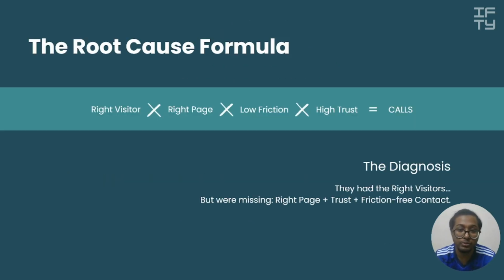So what you can do is follow a simple root cause formula. This is interesting but very easy: you multiply right visitors, right page, low friction, high trust, and it will lead you to the desired calls. This site had visitors but it was missing the right page experience, the trust system, and a friction-free path to contact. Miss any one of those four things and the whole system leaks money. So you don't need more traffic, you need to fix what's breaking the traffic you already have.